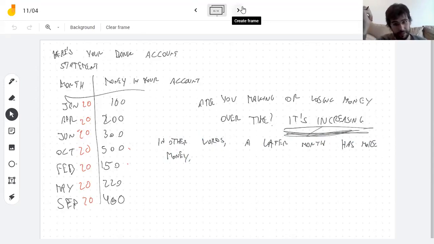And this is what it means for a function to be increasing: if bigger input means bigger output. So that's a lesson.